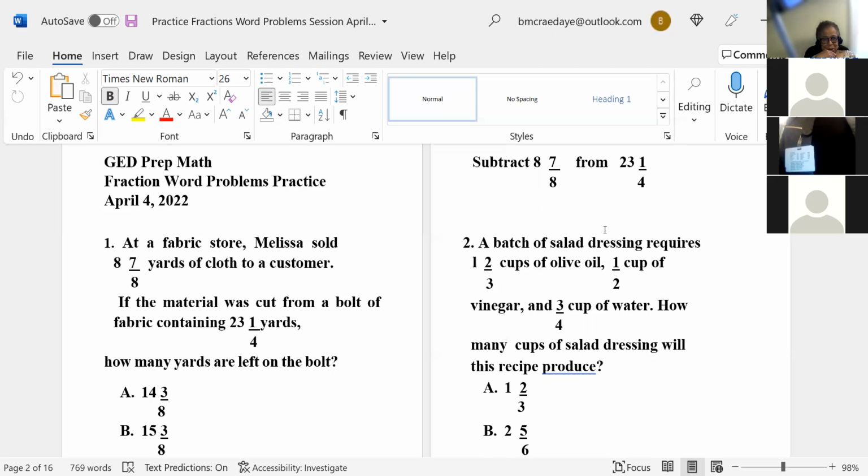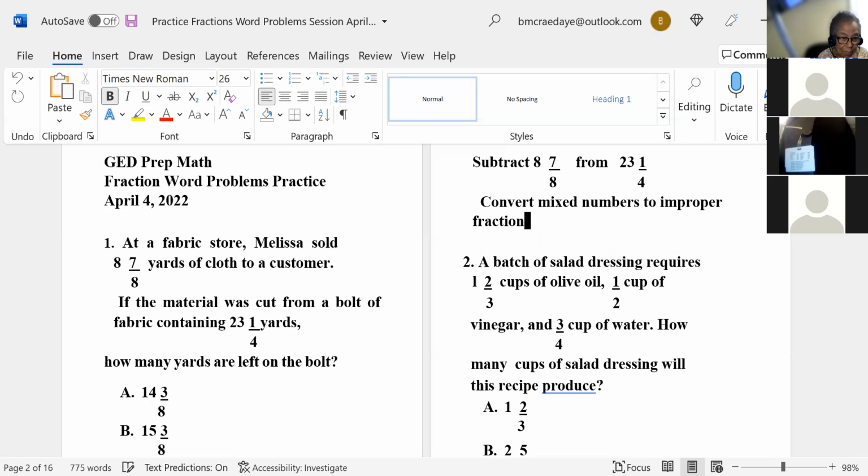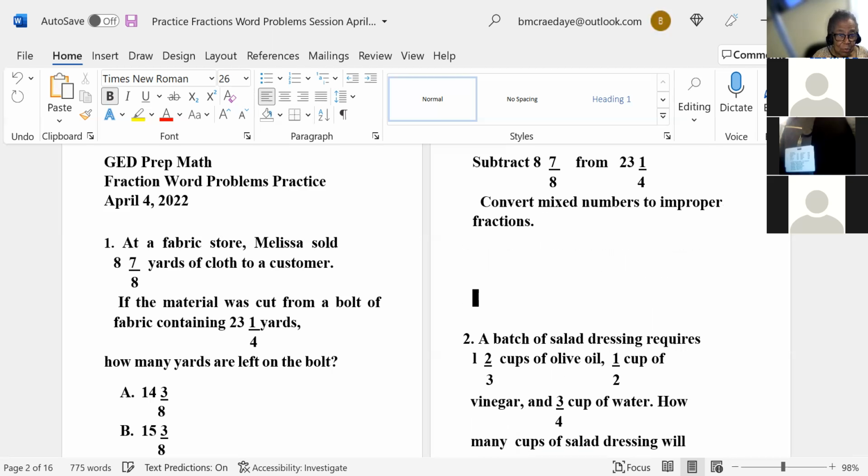Maureen, do you have an idea what you'd probably do first? No. Convert your mixed number to an improper fraction. All right, so that's what you should do first. You know how to do that, right? Convert mixed numbers to improper fractions. That's what you're going to do. You've got two mixed numbers. Mercedes, you know the rule. How do you convert a mixed number to an improper fraction?